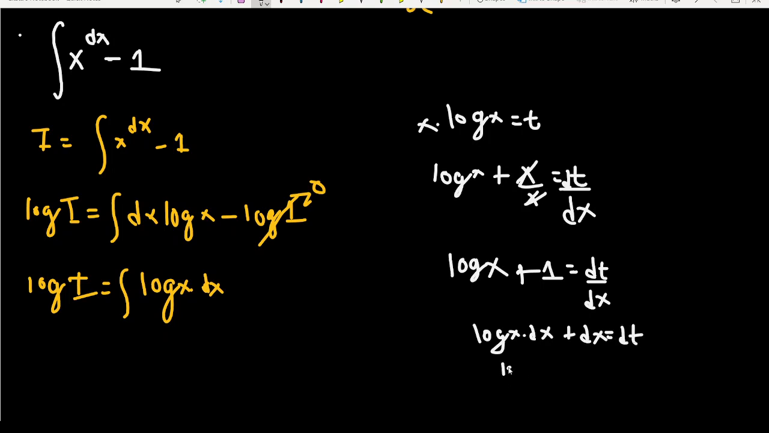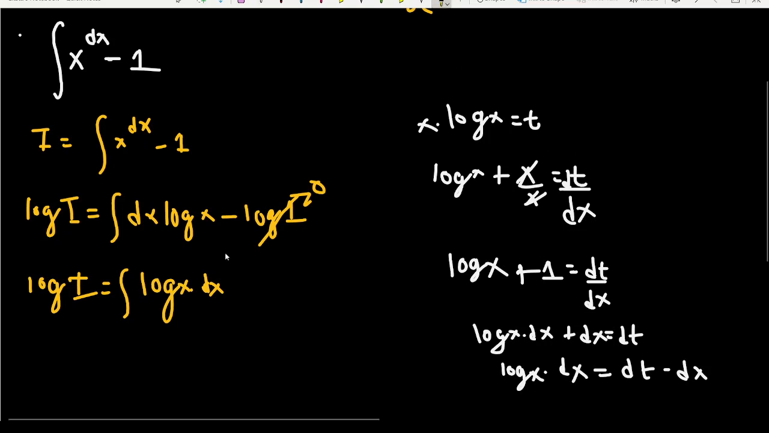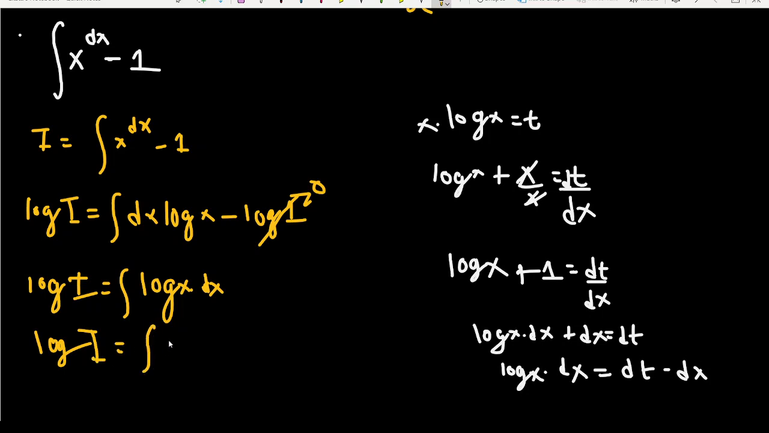So can I write log x dx simply as dt minus dx? I have simplified this: dt minus dx. Can I write it? Yes. So let's put down the value of this here. So if I put down the value of log x dx here, it will become log I equals nothing but the integral of dt minus dx.